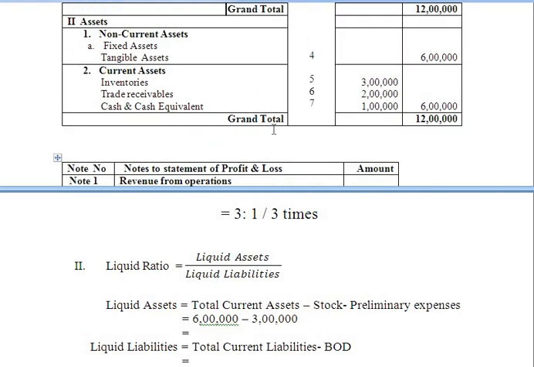See, there is no preliminary expenses. So put a dash, nil right here, no preliminary expenses. Therefore liquid asset is equal to 6 lakh minus 3 lakhs, balance is 3 lakhs.